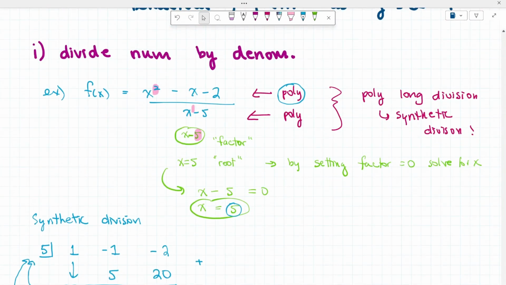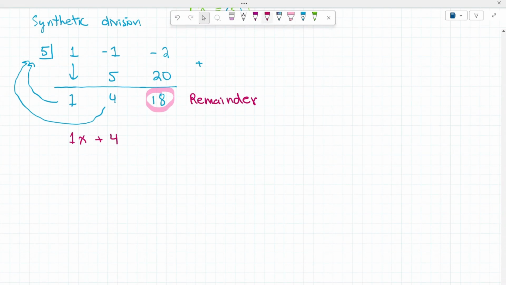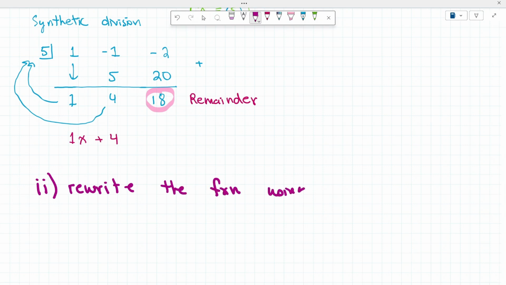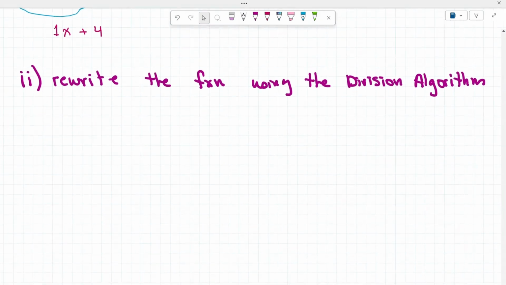So this was step 1, divide the numerator by the denominator. Okay, check. We have done that. Now let's go to step number 2. So now what we have to do is we need to rewrite the function using the division algorithm. Sorry, it's a long word. Okay, so the division algorithm tells us the relationship between the dividend, the divisor, the quotient, and the remainder.